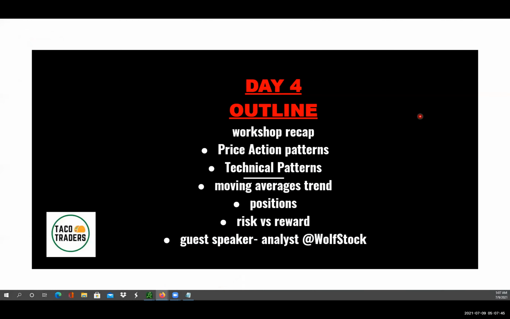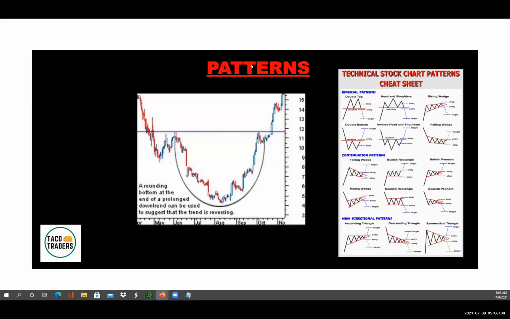So let's get started. The outline here is just going to be a workshop recap. We're just going to go over really quick the price action patterns, our technical patterns, our trend, again, on positions really quick, and risk versus reward. So just a quick recap of the patterns.